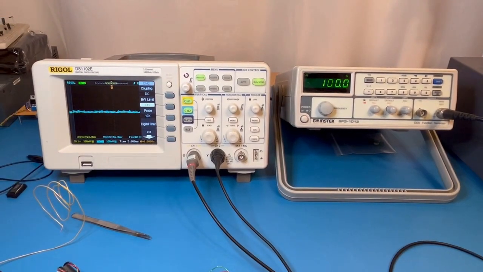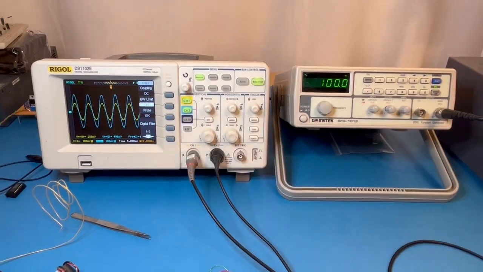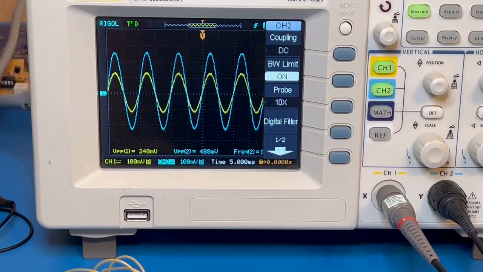So here I'm turning it on at 100 Hz, and we can see that the voltage levels for channel 1 and channel 2 are about a factor of 2 apart. We've got about 250 millivolts on channel 1 and 500 millivolts on channel 2. They're off by a few millivolts.